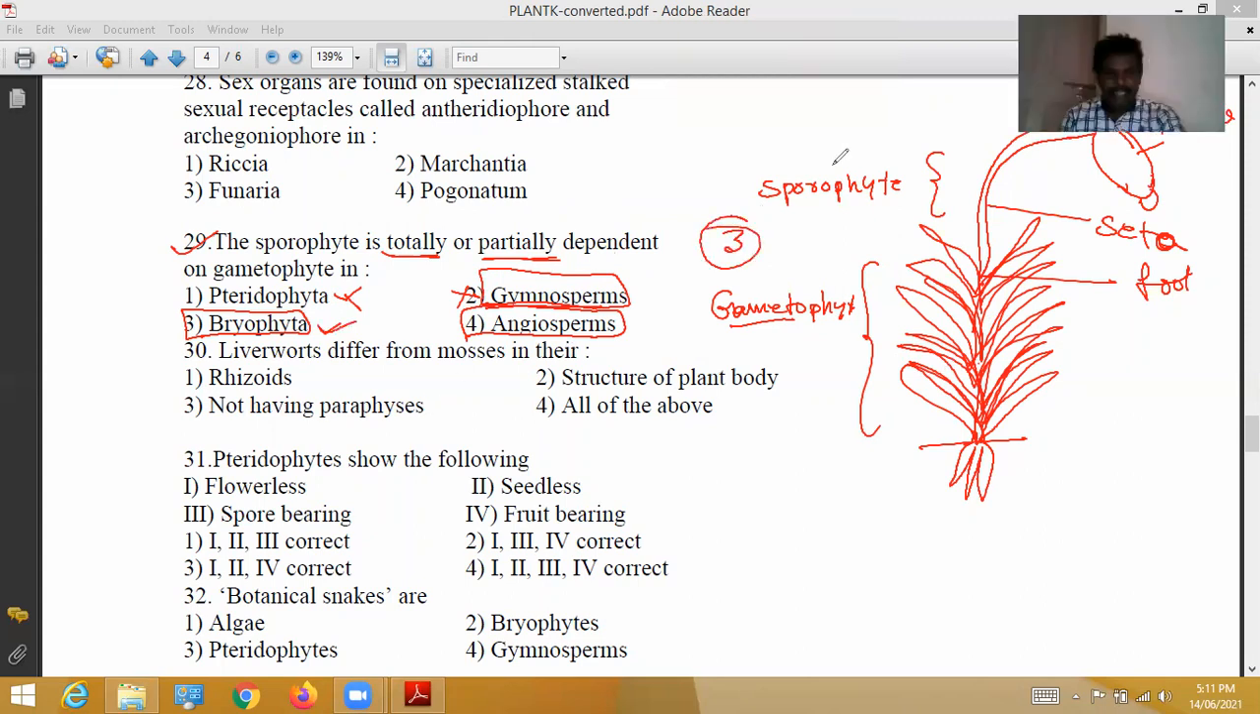Thank you. Next, the 30th question. The liverworts differ from mosses in which of these? Rhizoids: in liverworts and mosses, both have multicellular rhizoids present, so that is not correct.